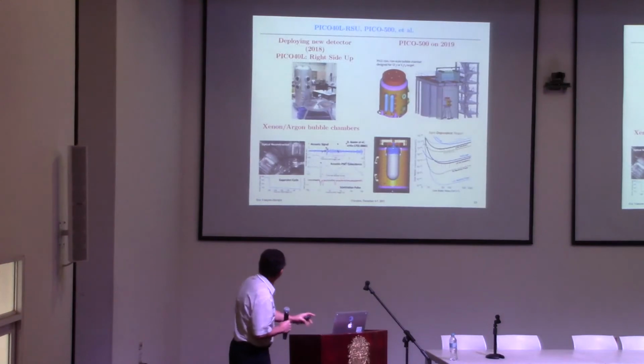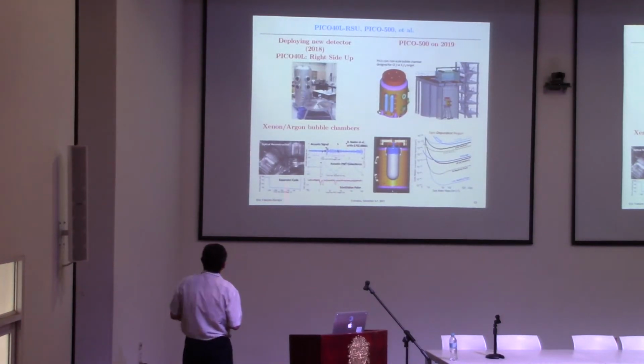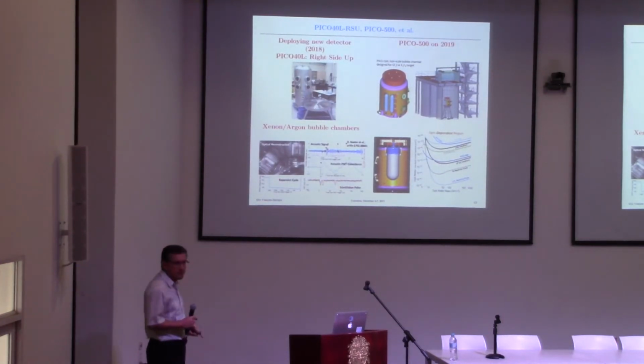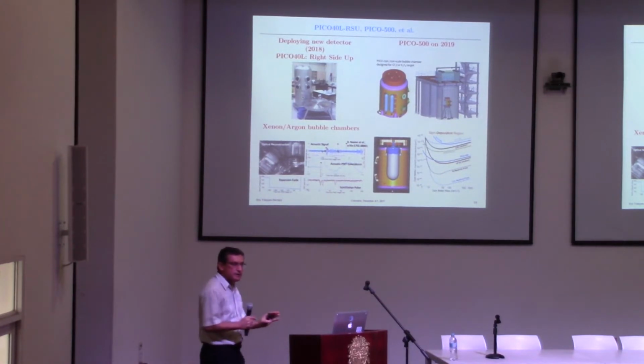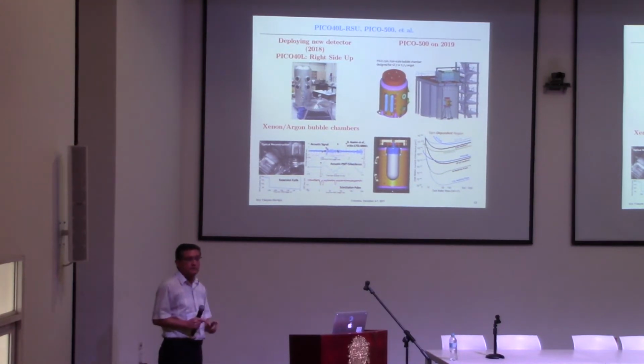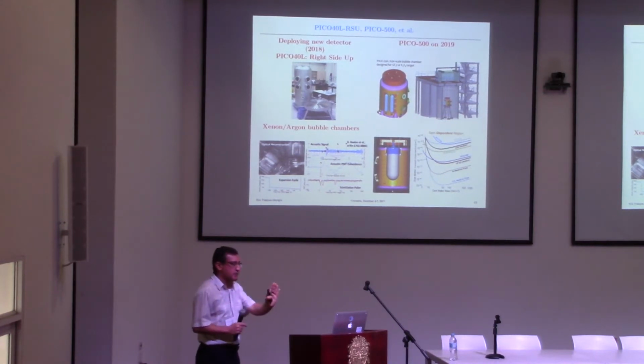Besides that, we are also developing, as I said, xenon and argon bubble chambers. And what is interesting in these detectors is that we could operate them at thresholds of 100 eV, for example, not keV, because our C3F8 chambers operate at 3.3 keV, but these ones at 100 electron volts, and that basically gives us reach to low WIMP masses.